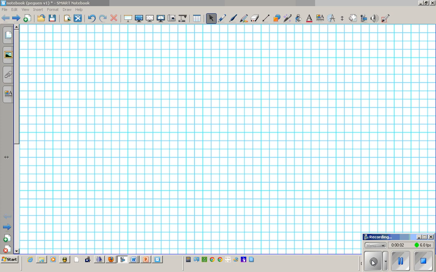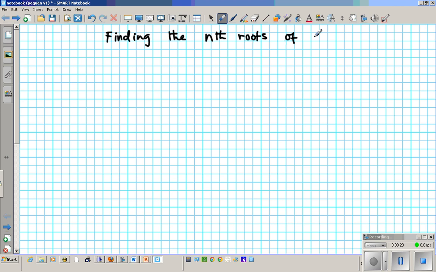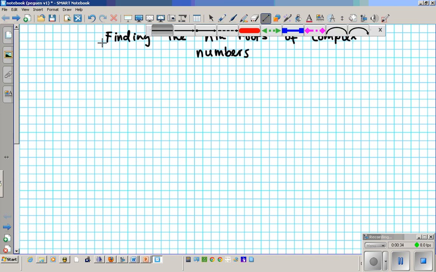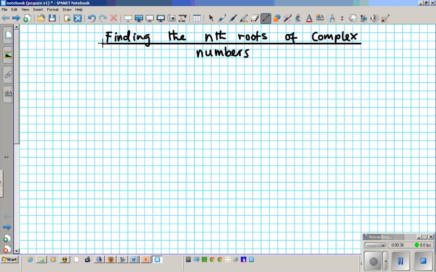Okay, students, in this clip we're going to go over how to find the nth roots of complex numbers, okay? So write down the title of these notes: finding the nth roots of complex numbers, okay? Last time we went over just how to find the principal roots, but now we're going to find all the roots, okay?